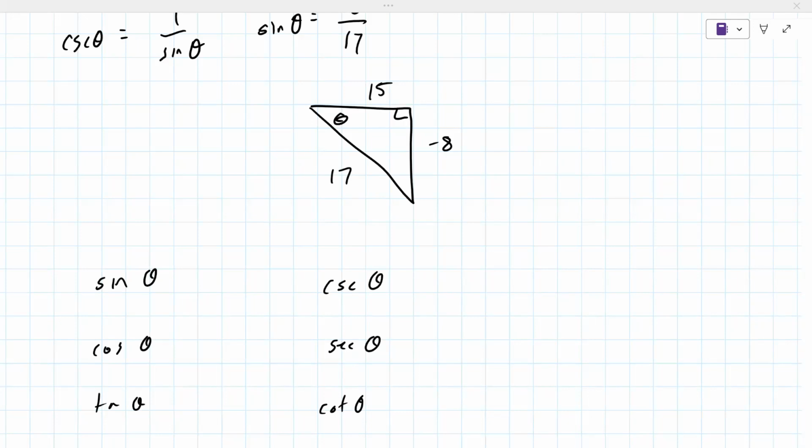Sine is -8/17. And then cosecant is -17/8. And then cosine is 15/17. And then secant is 17/15. And then tan is -8/15, and cotangent is -15/8.